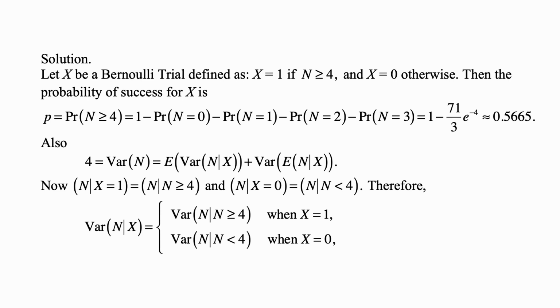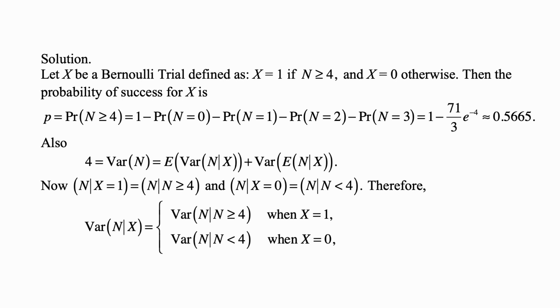Let x be a Bernoulli trial defined as x equal to 1 if n is greater than or equal to 4, and x is 0 otherwise, but otherwise means simply that n is less than 4. Then the probability of success for x, so the probability that x is 1, is the probability that n is greater than or equal to 4, and that's 1 minus the probability that n is 0, minus the probability that n is 1, minus the probability that n is 2, minus the probability that n is 3.